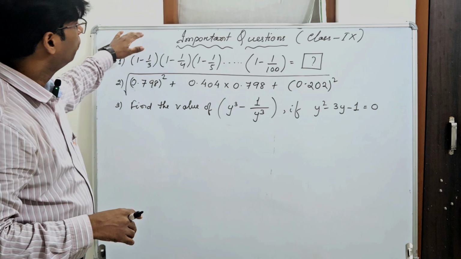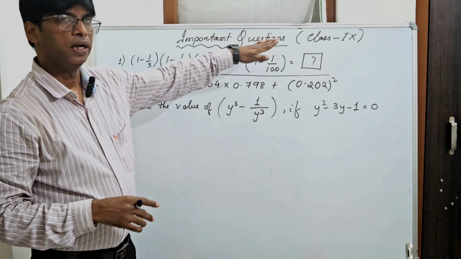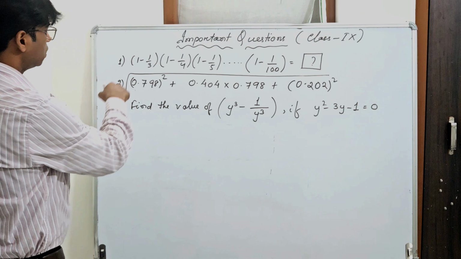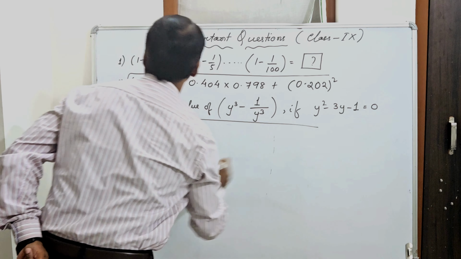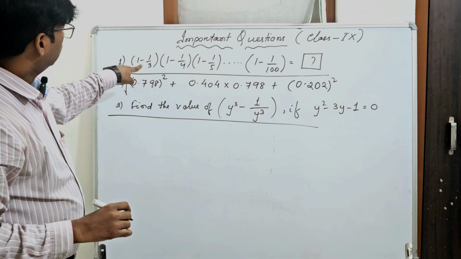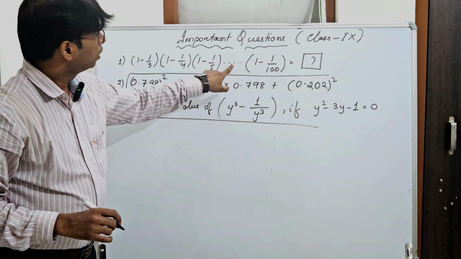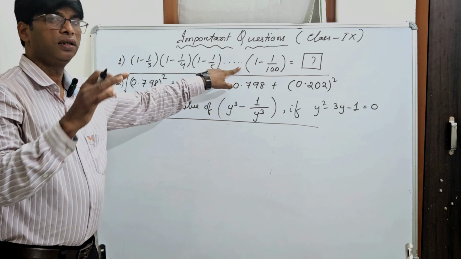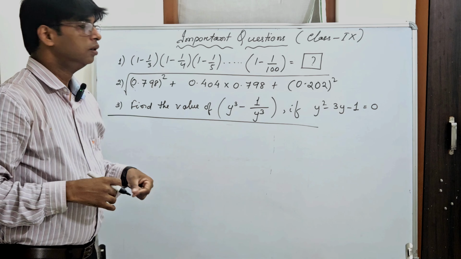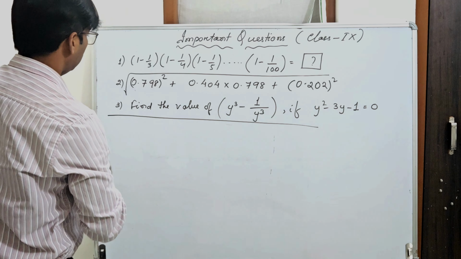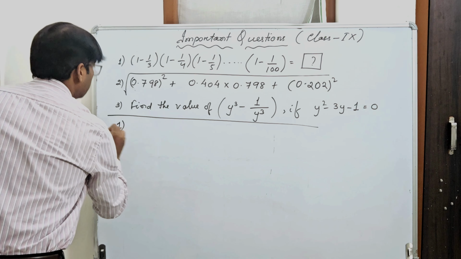So let us discuss some important questions for class time. I have written some questions here, question 1, 2 and 3. Let us solve the first question here. It is given in a sequence with dots, meaning many numbers are there, but we cannot write them all because there is not that much space. So let us find the product.